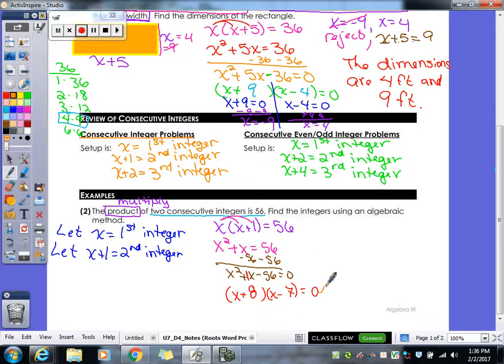So I'm going to move this up here just so people can try to see it a little bit better. X plus 8, x minus 7 equals 0. So I set each factor equal to 0. So my x plus 8 I set equal to 0. My x minus 7 I set equal to 0.